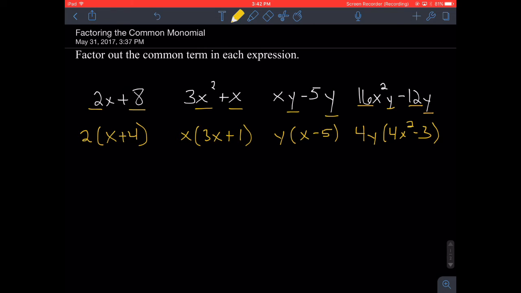Notice how I've kept my variables and my coefficients separate from one another. I haven't even mixed my x's and y's. This is a lot like how you combine like terms. Keep this idea in mind as you move forward.